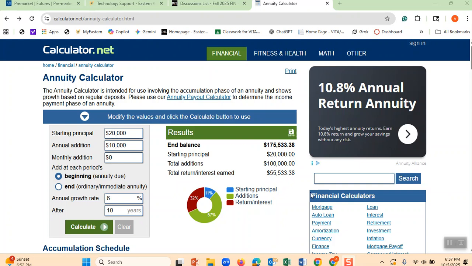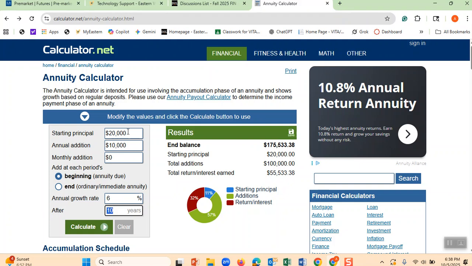Hello all. I want to talk about annuity calculator. Imagine that I am 55 years old and I am expecting to retire in 10 years. And I feel that the Social Security that the government is giving me is not enough. It gives me $1,000 a month when I retire at 65, and it is not enough for me to retire. I need more money for my retirement.